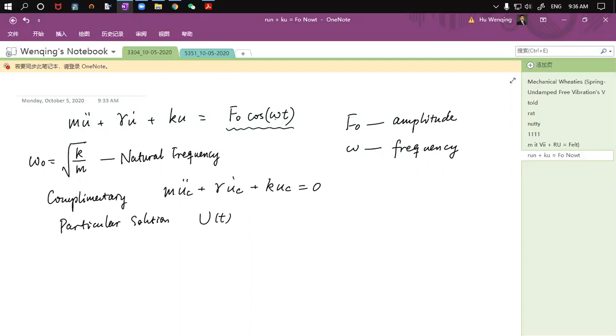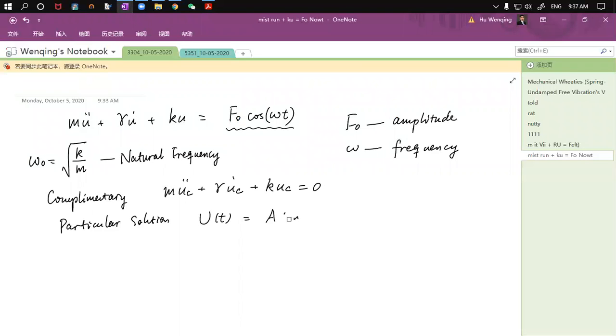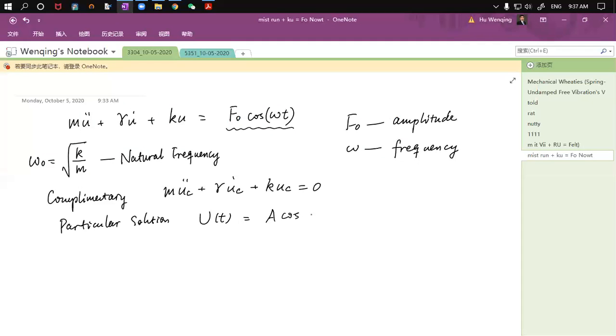How do we find a particular solution of a non-homogeneous problem if the right-hand side is sine or cosine? Well, you're going to try a cosine, let me start from cosine. So a cosine of omega t plus b times sine of omega t. This is standard. This is the so-called method of undetermined coefficients.